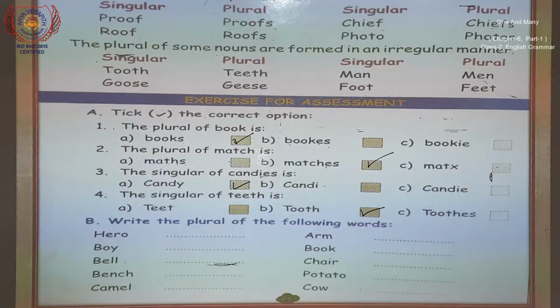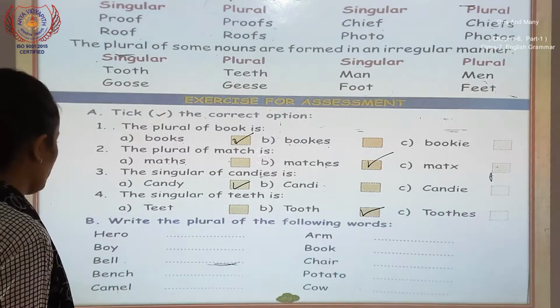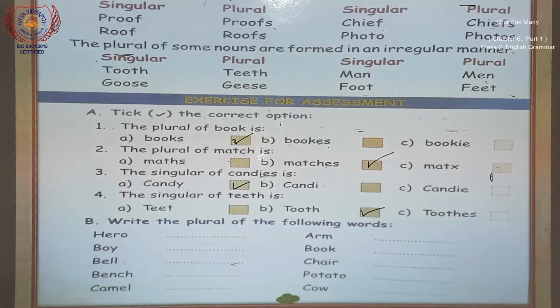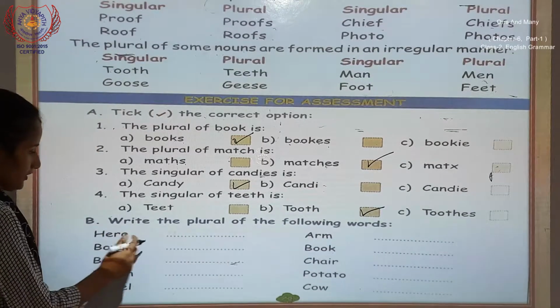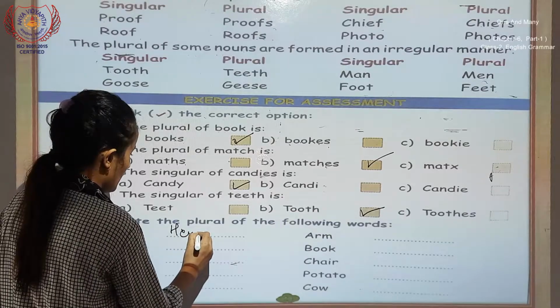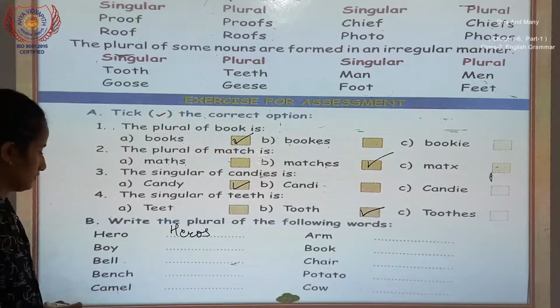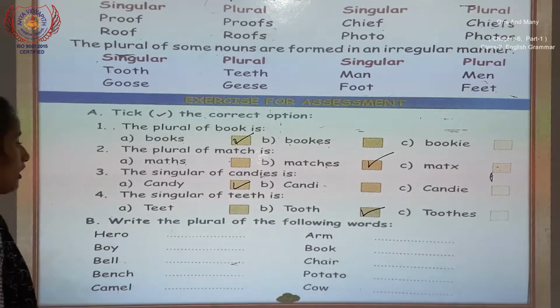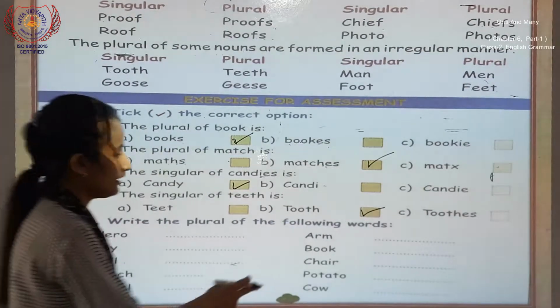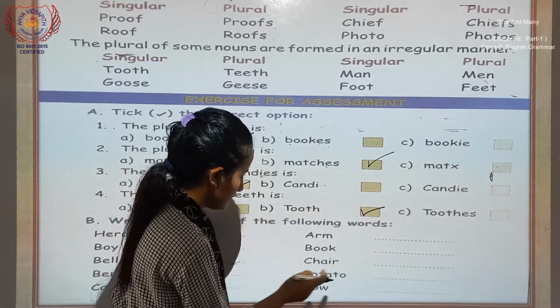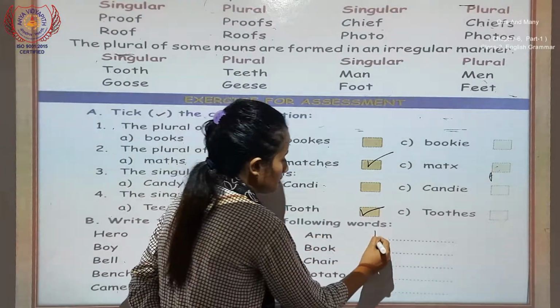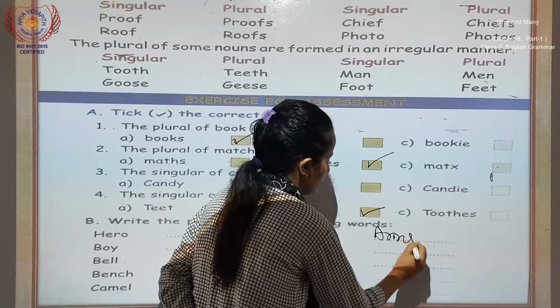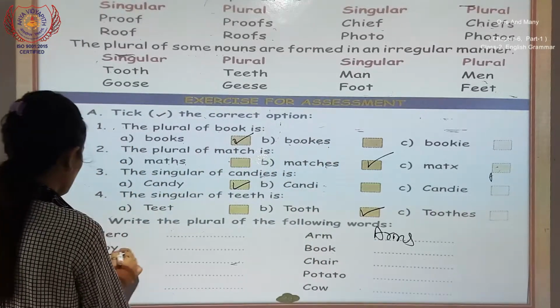Write the plural of the following words. आपको यहाँ पर plural लिखना है. Hero, as heroes. Like this. Boy, boy. Arm, arm. अब यहाँ पर क्या है? यहाँ पर है आपका arm. So arms. अब यहाँ पर Y है.